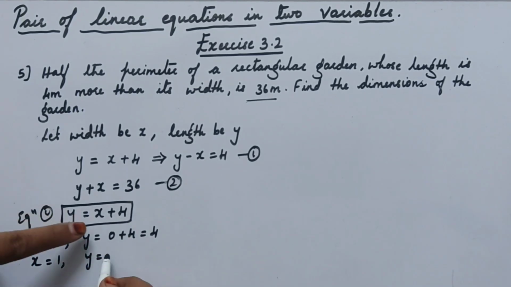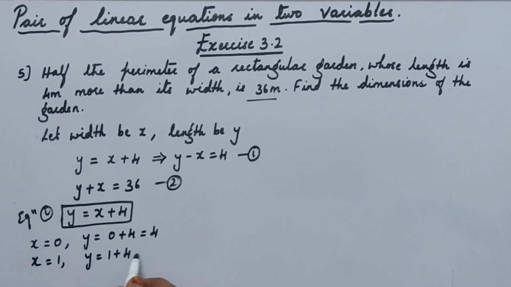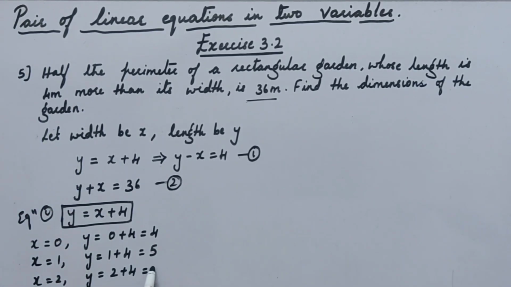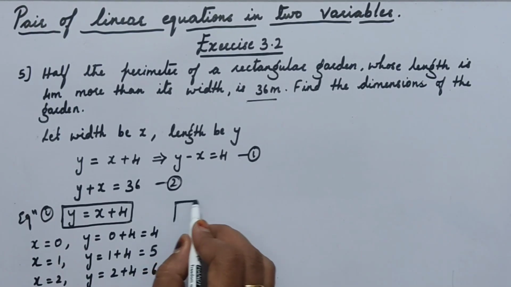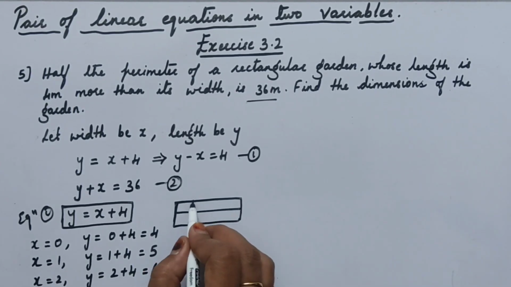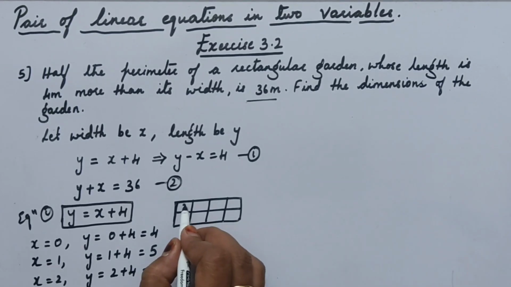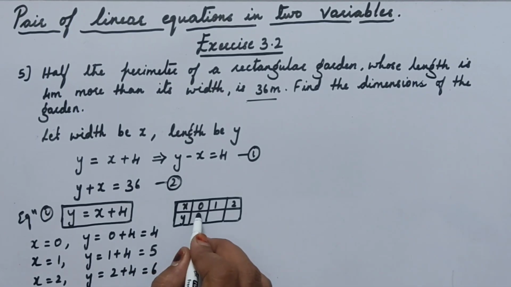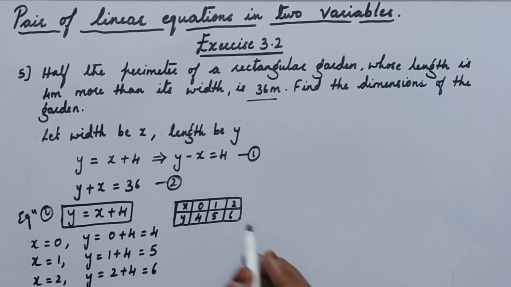ओके, अभी यहाँ पे 1 डालेंगे. 1 प्लस 4 इक्वल टू 5. अभी x इक्वल टू 2 डालेंगे. y इक्वल टू 2 प्लस 4 इक्वल टू 6. राइट स्टूडेंट्स, तो मुझे 2 प्लस 4 इक्वल टू 6 मिला है. Now this is a solution table. सॉल्यूशन टेबल x y, x के वैल्यूज होंगे 0 1 2 एंड y का वैल्यू होगा 4 5 6.